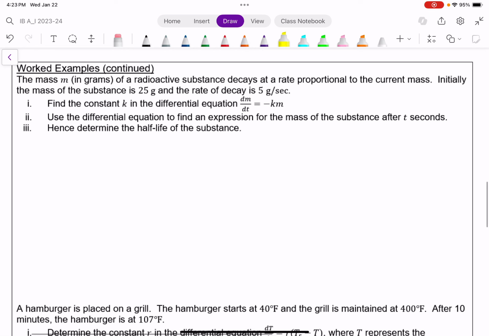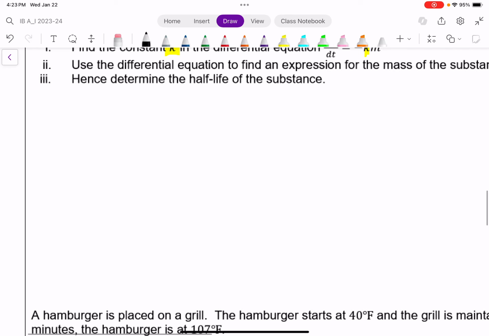So let's find that constant K in the differential equation dm/dt equals negative Km. So notice we got the negative there, so our K will be a positive number. It's decaying, so I know that negative K altogether must be negative. The negative's already there, so I want to know what K is. All right, so first let's get that set up, and essentially just write down what we have.